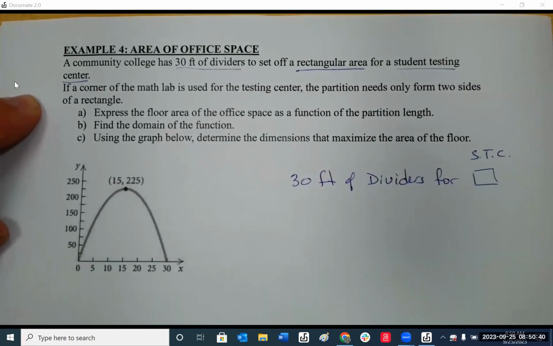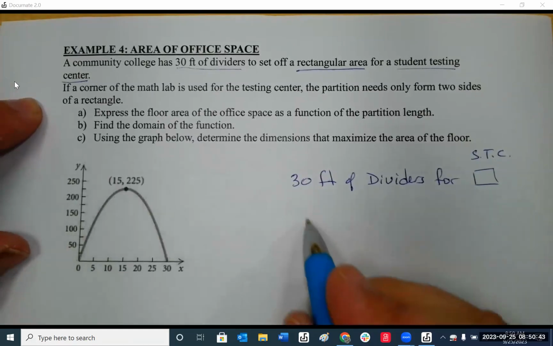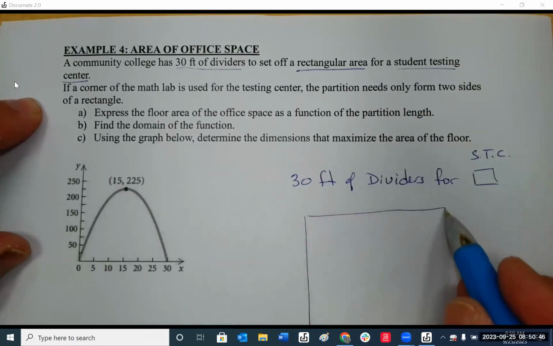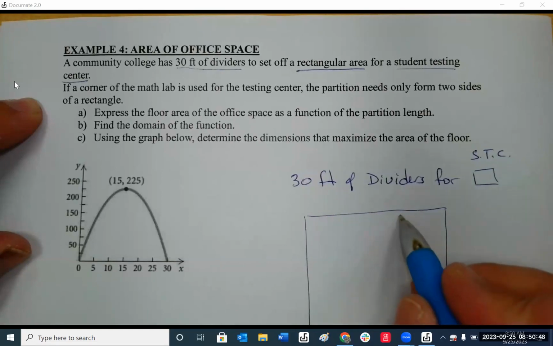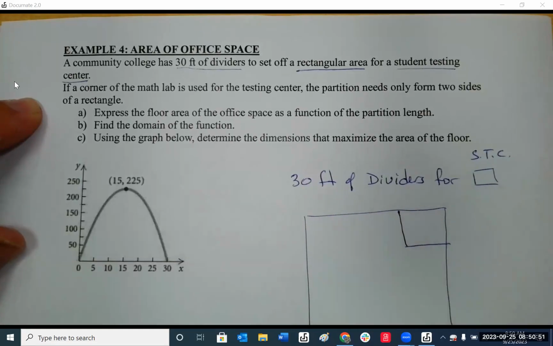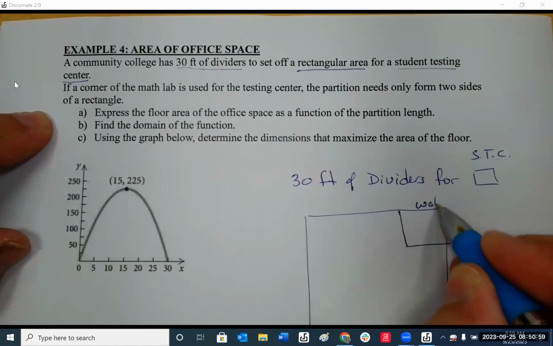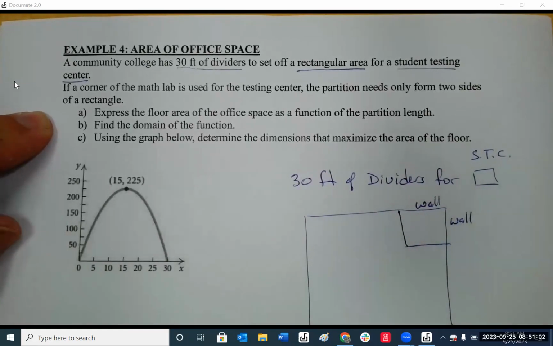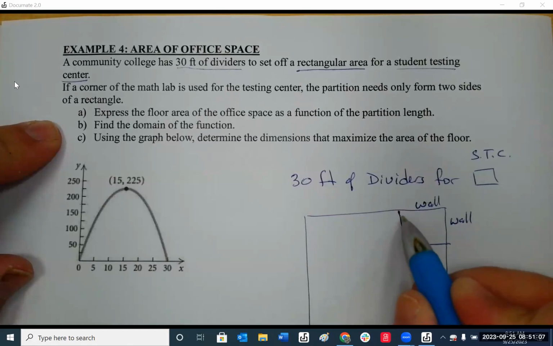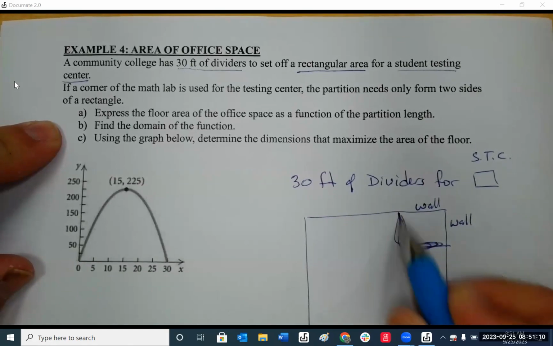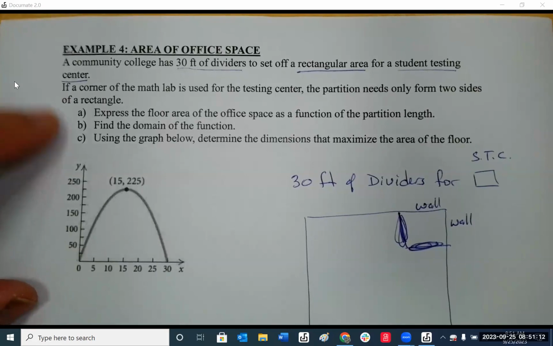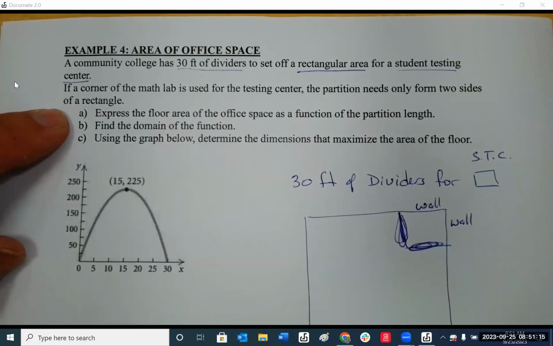If a corner of the math lab is used for the testing center, so here's the math lab, if a corner of it is used, the partition only needs two sides of the rectangle because this is a wall and this is a wall. So that means the partition only has to be this and this. Express the floor area of the office space as a function of the partition length.